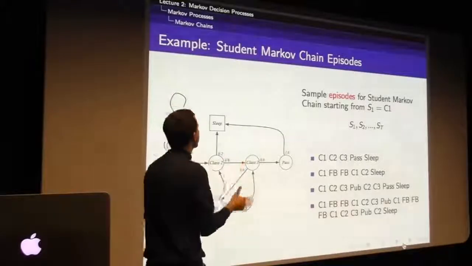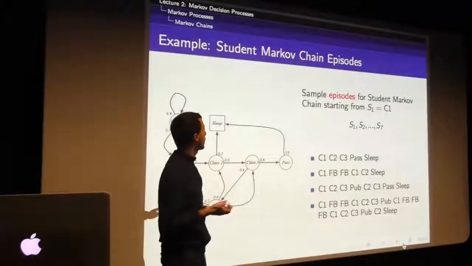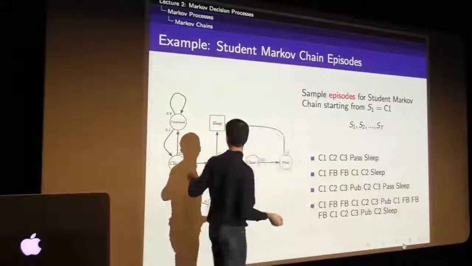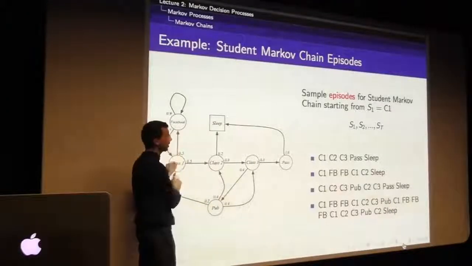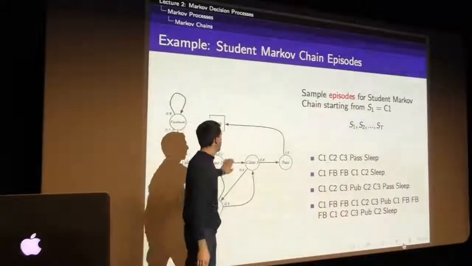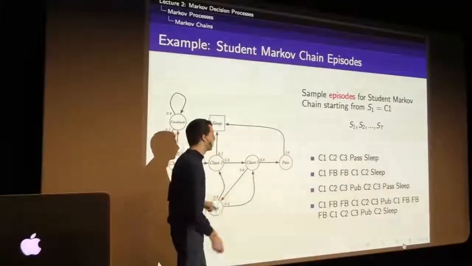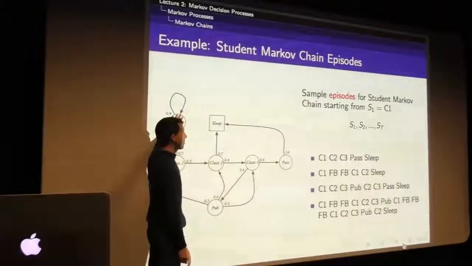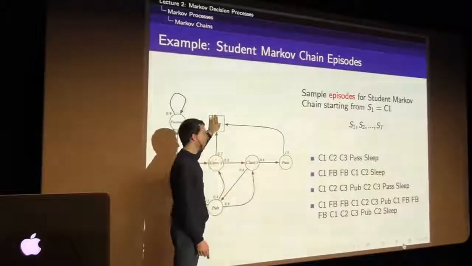Now that we've got this student Markov chain, let's think about what it means to take samples of it. A sample is a sequence of states where we start, for example, in class 1, and then take samples through this system. One sample might look like this: class 1, class 2, class 3, pass, fall asleep. That's the nice sample. But you might also have another sample like class 1, Facebook, Facebook again, back to class 1, back to class 2, and then fall asleep.